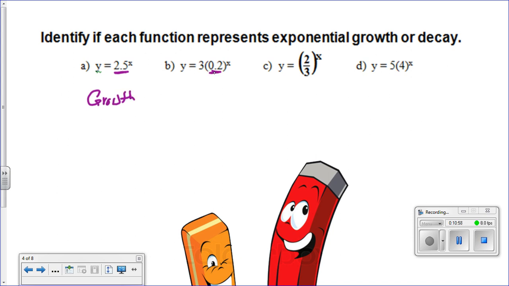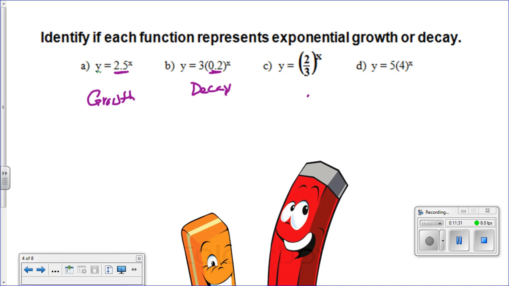Now I'm going to look at my base here. This one has a base that is less than 1, so it's between 0 and 1. This would be decay. And what this actually means, right here in this one, is that 20% remains each time. And that's going to make more sense to you when we start talking about real life growth and decay. But this means that something's wearing away at a rate of 80% and 20% actually remains.